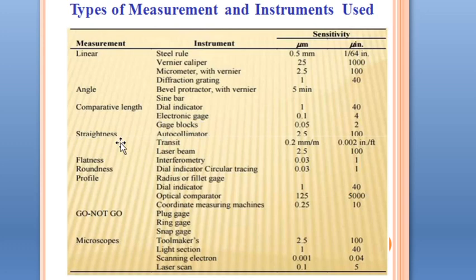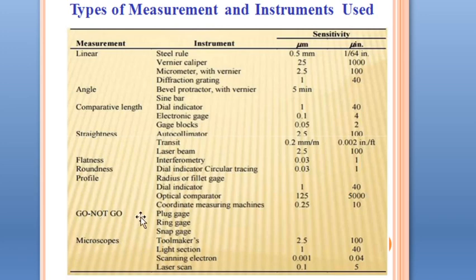For straightness measuring, autocollimator, transit, and laser beam can be used. For measuring the flatness, interferometry can be used. For roundness, dial indicator and circular tracing can be used. For measuring the profile, radius or fillet gauge, dial indicator, optical comparator, then CMM is also used for measuring the work part profile.